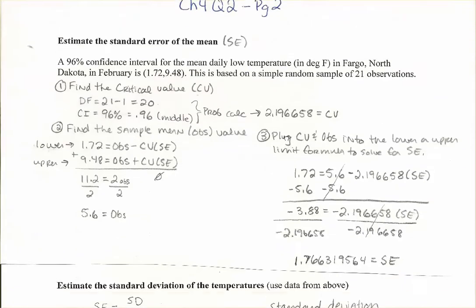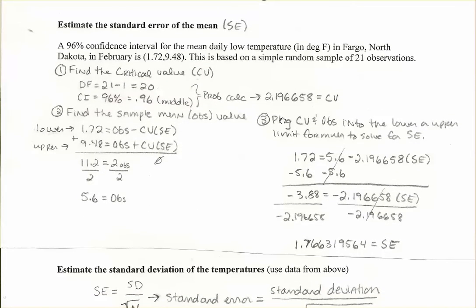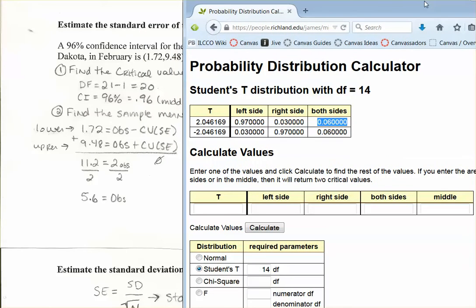All right, estimate the standard error of the mean. For this one, the first thing we need to do is find the critical value. What we were doing before on the probability calculator is similar to this. First, find the degrees of freedom. In this case, we've got 21 observations, so 21 minus 1 is 20. The confidence interval is 96, so we use 0.96. We use the probability calculator right here: this is going to be our 20, this is going to be our 0.96. We click calculate.